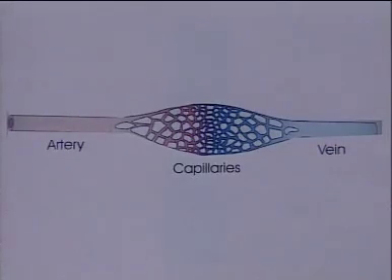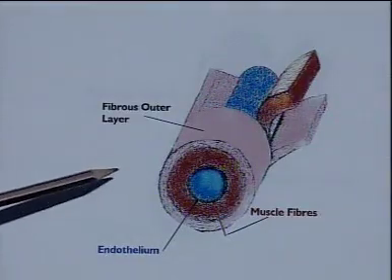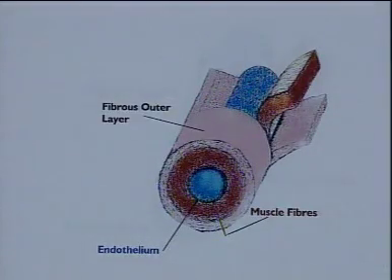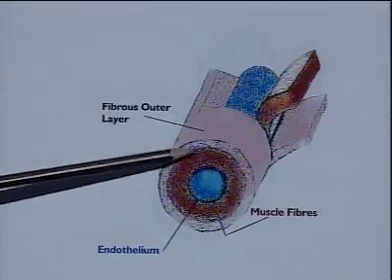Dear students, now let's discuss about the vascular system. It consists of 3 different types of vessels: arteries, veins, and capillaries. If we cut a cross section of an artery like this, we can see the structure of blood vessels. As you can see, the arterial wall has 3 different layers.